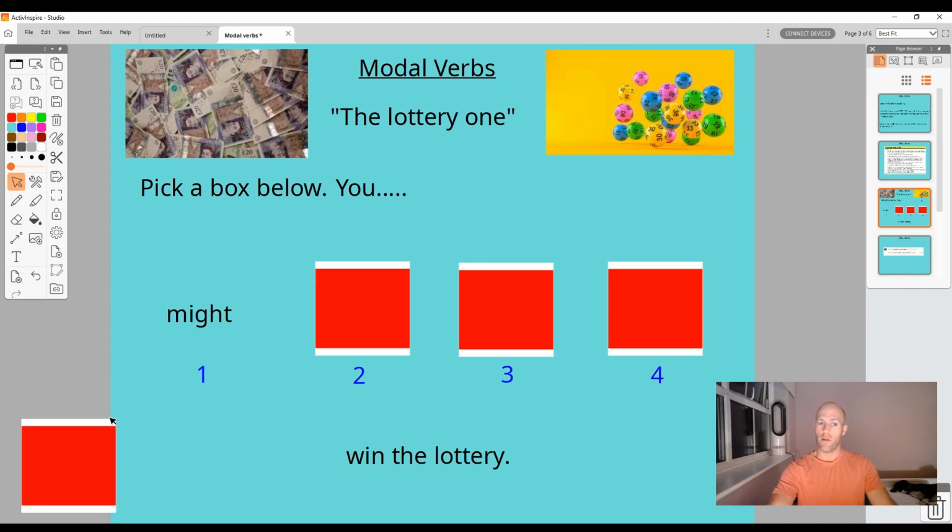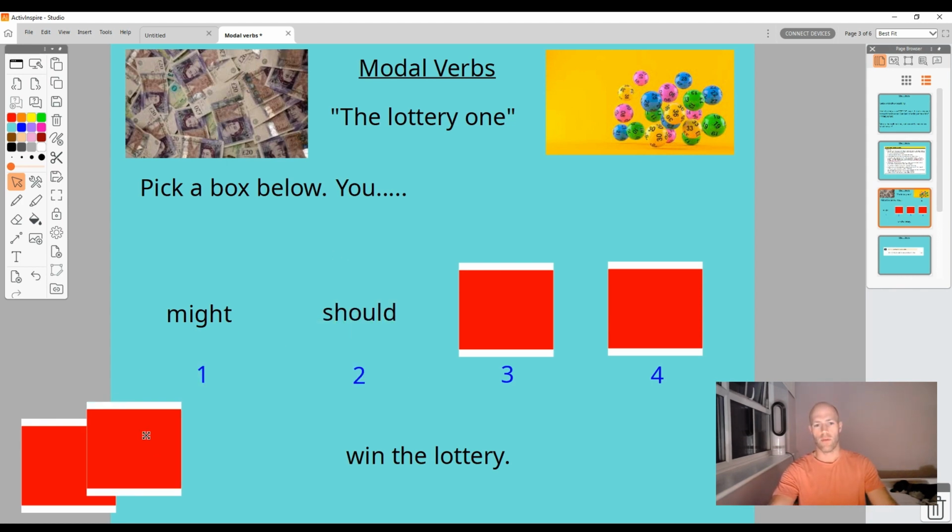If you picked 1, then you might win the lottery. Might being a modal verb. You might win the lottery. That's not bad. It's not ruling anything out at this stage. I'd probably take that. It could be worse. If you pick 2, box number 2, you should win the lottery. You could argue that's even more positive than might. Should is another modal verb. You should win the lottery.